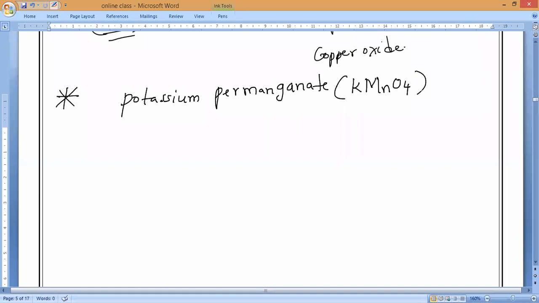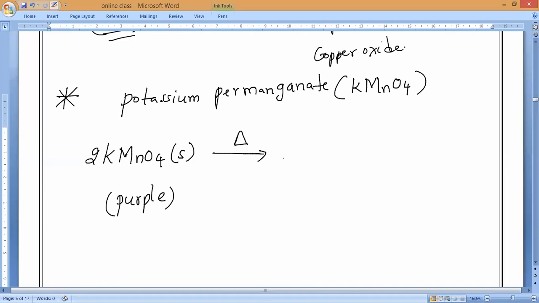Potassium permanganate will decompose into potassium manganate plus manganese dioxide plus oxygen gas. If we start heating 2 moles of potassium permanganate, KMnO4, what is the color of this one? Purple color. If we start heating, thermal decomposition, we are going to get K2MnO4.